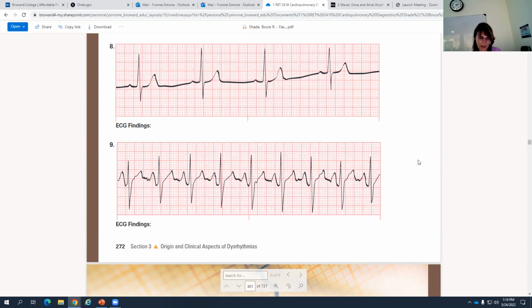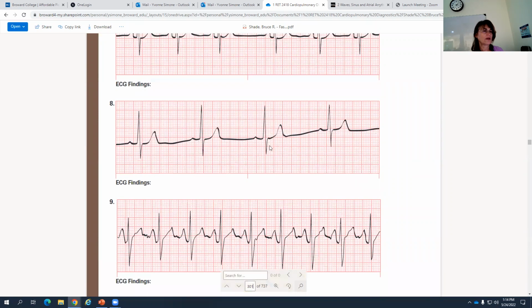All right, now go to page 272, number 8. Okay, what is this one? What is the rhythm? Yes. Bradycardia, SR. So you would call it sinus bradycardia.